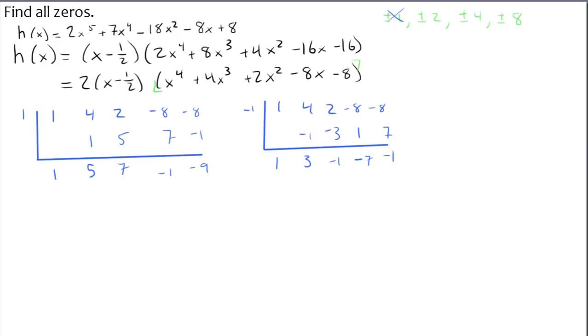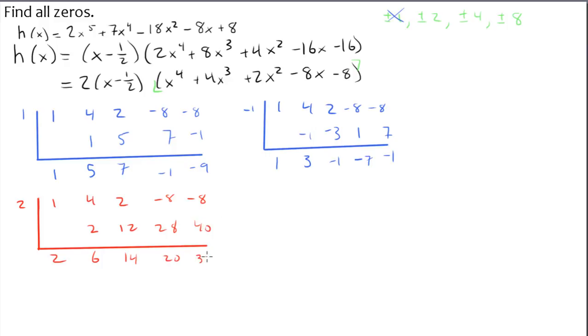Okay. Let's take a look at a positive 2. 2 dividing into 1, 4, 2, negative 8, negative 8. So bring down the 2. 2, that makes 6, 12, 14, oh my goodness, 28, 20, 40, 32. Nope.